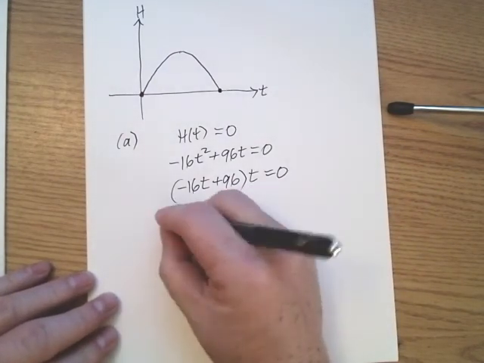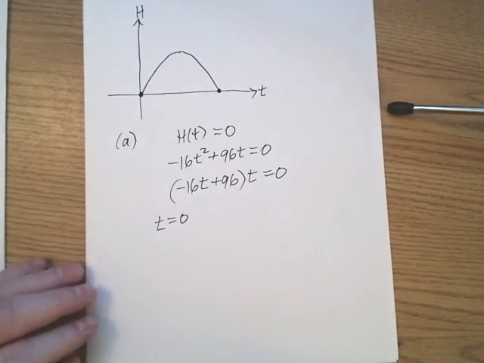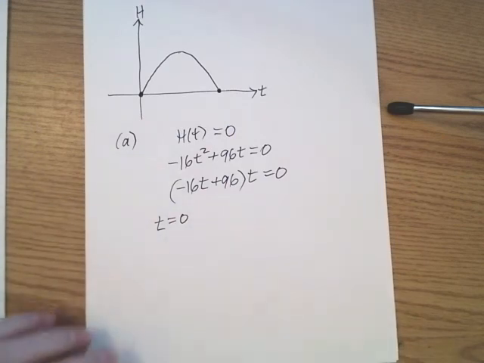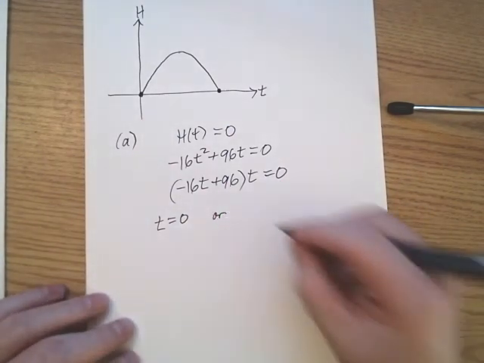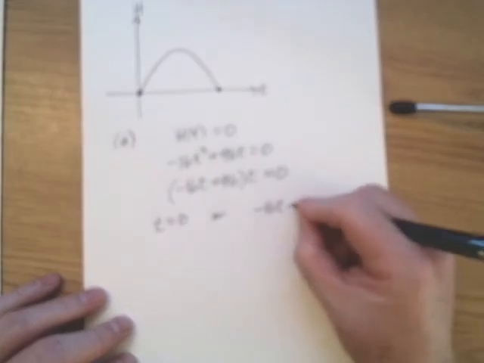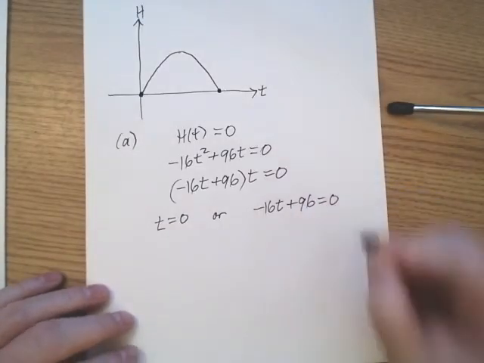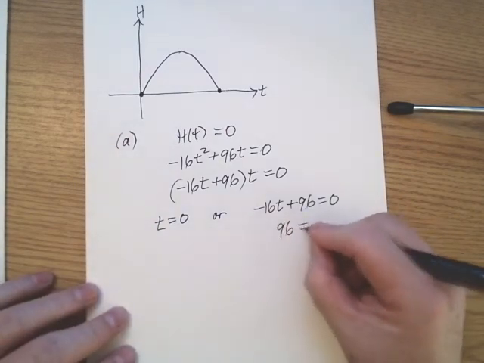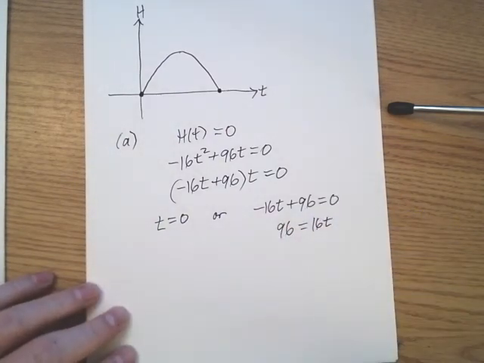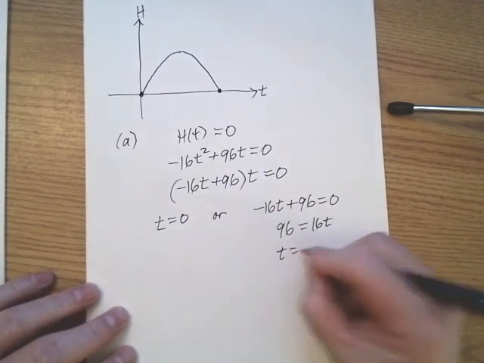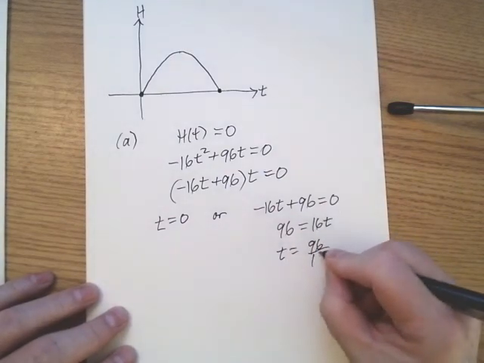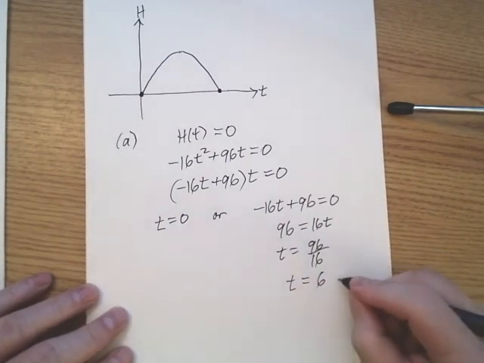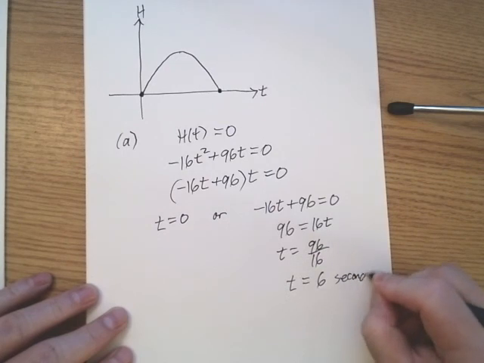Let's take this factor t and set it to 0. Oh yeah, at time 0, the height is 0. We already knew that though. Or, here's another possibility for t: negative 16t plus 96 is 0. Let's solve that. That would mean 96 is 16t, adding 16t on each side, then dividing through, 96 divided by 16. What is that? I think it's 6. This is also in seconds here. So 6 seconds.